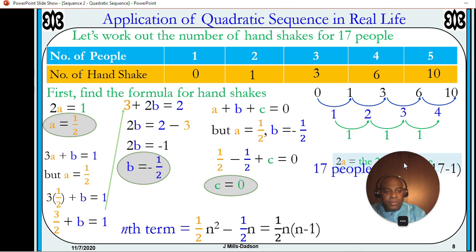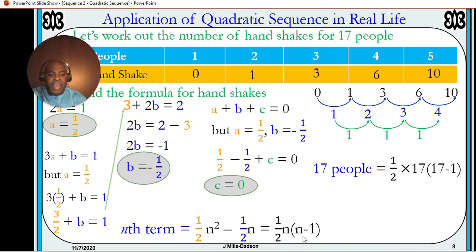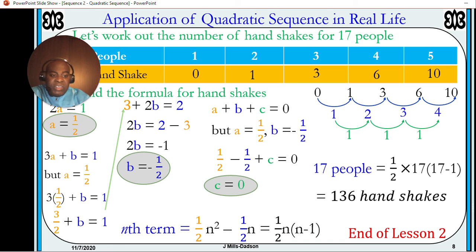So if I want to work out 17 people, n represents 17, substituting 17 into the formula comes out as 136 handshakes. So with 17 people, there's going to be 136 handshakes. That's the beauty of algebra in predicting generalizing situations.